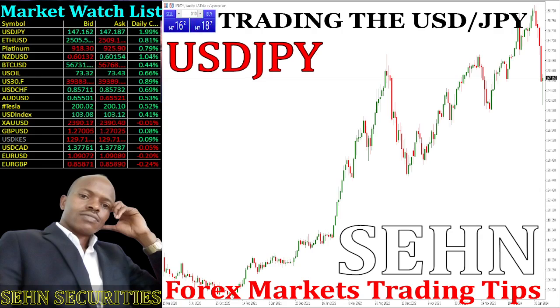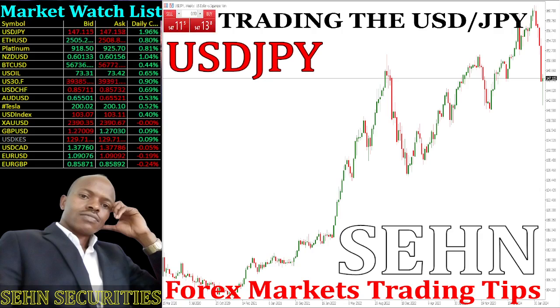As such, traders must closely monitor policy announcements, economic data releases, and speeches by central bank officials so as to gauge potential shifts in the pair's trajectory. Economic indicators such as gross domestic product, inflation rates, employment data, and trade balances from both countries are critical in forecasting the movement of the USD Japanese yen.